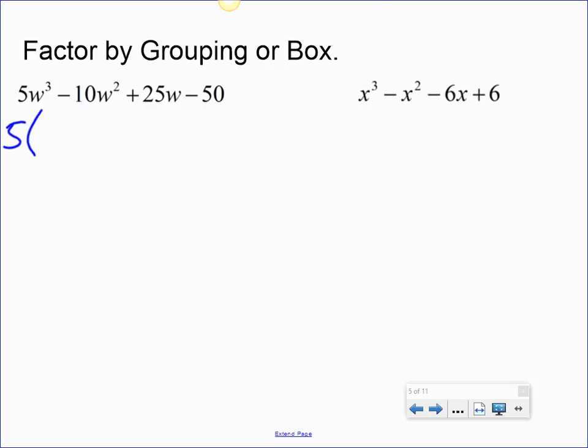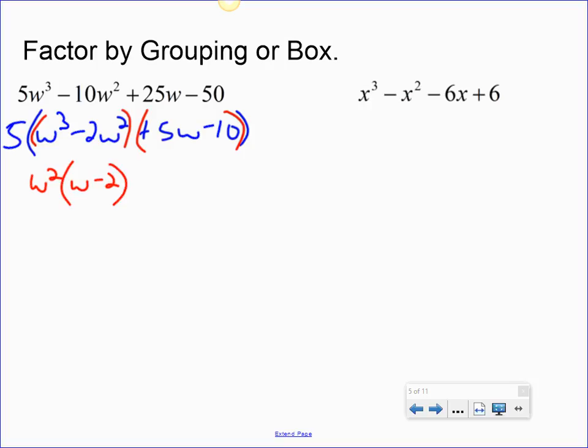Now what I'd be left with is w to the third minus 2w squared plus 5w minus 10. Okay, now with that factored out, I can look at factoring by grouping inside of that. So inside of that, I'd be grouping the first two and the last two. If you group the first two, you could see that there is a w squared common. If you factor that w squared out, you'd be left with a w minus 2. If you look at the second two, we could see that there's a 5 common. So if you factor out the 5, you can see that there's a w minus 2 left.